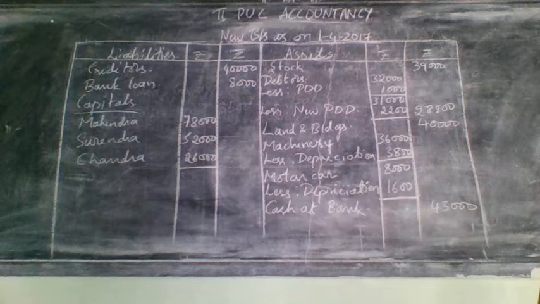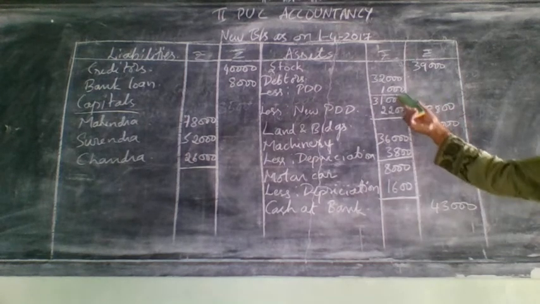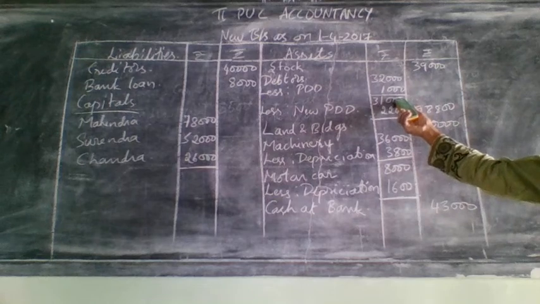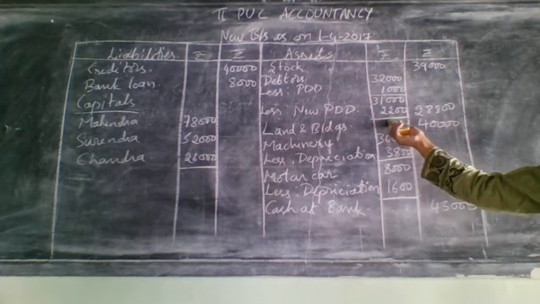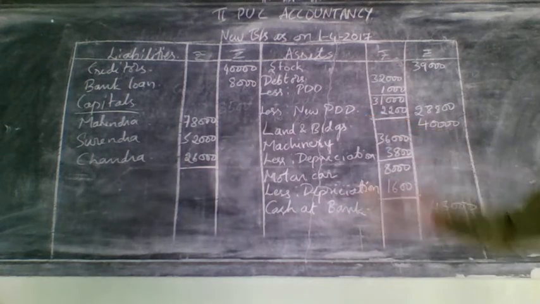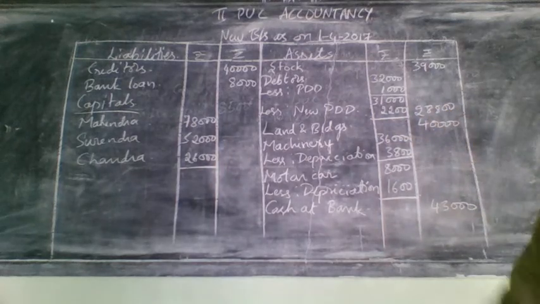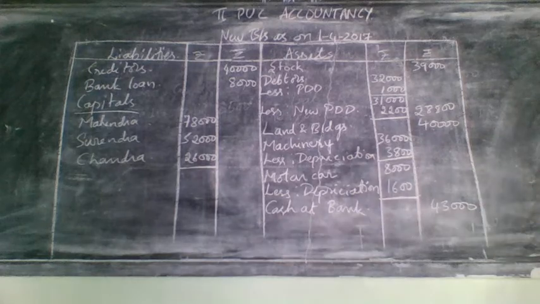On the asset side, stock 39,000 taken. Debtors you have 32,000 less PDD, that is 1,000, so in the outer column it will actually come 31,000. But for that you have one more adjustment in the revaluation account on the debit side. So you need to minus it now, consider it as the new PDD, minus it and write it in the outer column. Land and building 40,000 has no adjustment, so it is taken directly in the outer column.